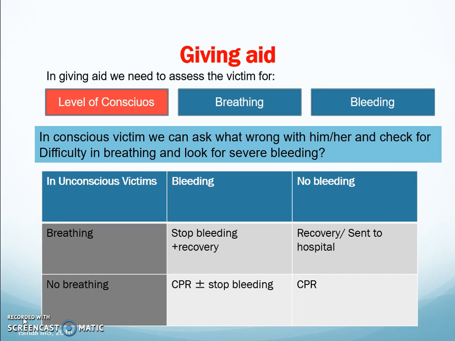In order to assess ABC, we basically would like you to focus on these 3 things. 1 is the level of consciousness. 2 is the breathing of the patient or of the victims. And 3, whether he or she has any bleeding. Just concentrate on this.